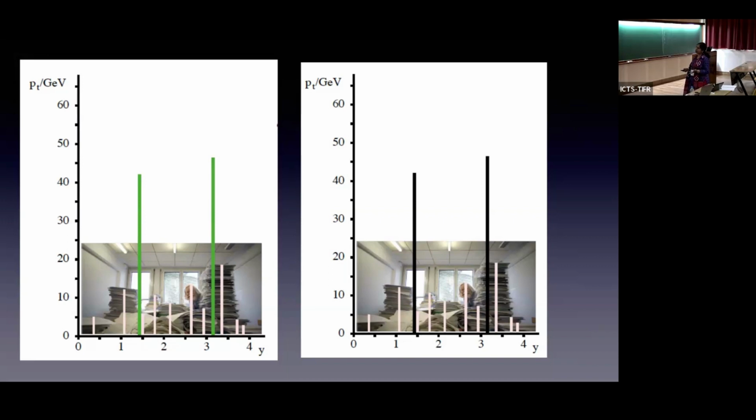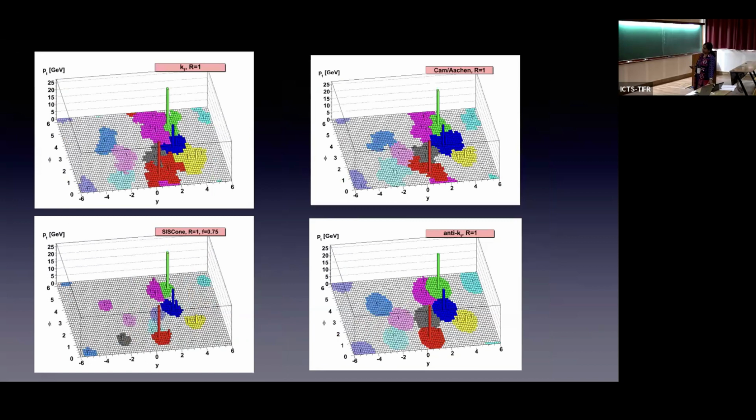A similar thing you have to do for the anti-KT algorithm. The only difference is that there the cluster grows around a hard particle. Okay, so these are the clusters, the jet shapes, which you get for different algorithms. And the good thing about the anti-KT algorithm, and why it is popular, rather it is the default algorithm nowadays for jet reconstruction, is that it gives you circular jets, because you start from a hard particle and then the clustering develops around that.